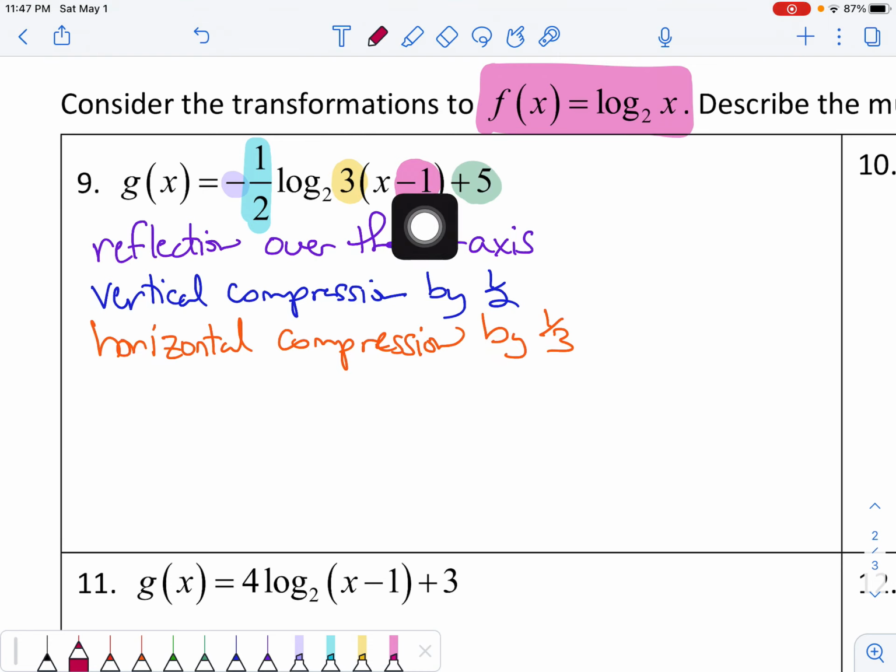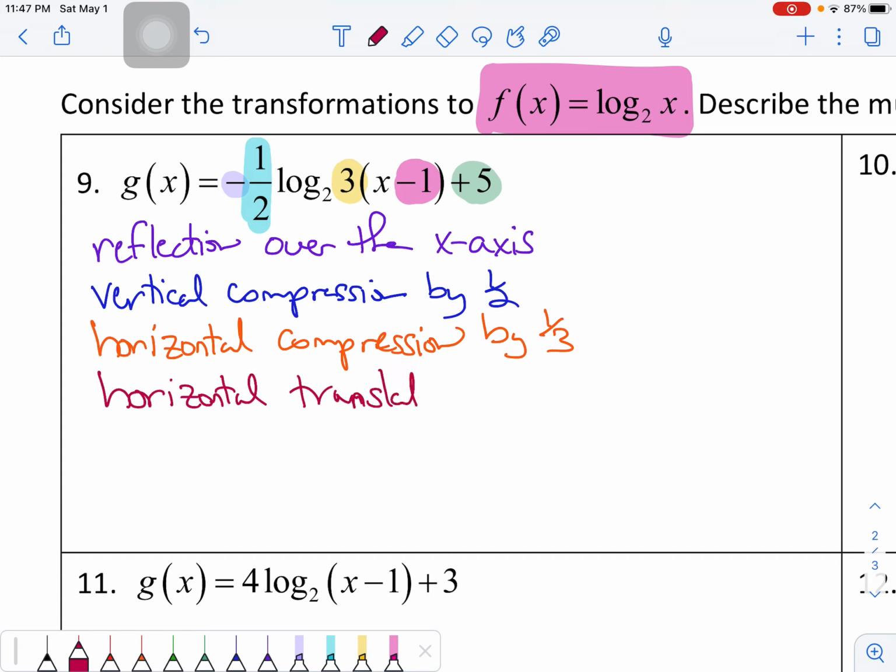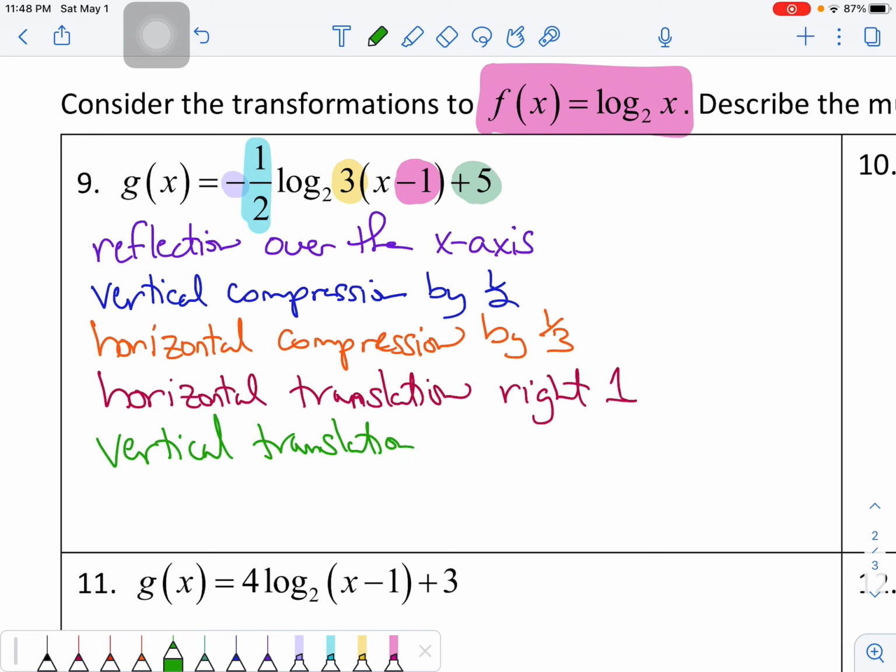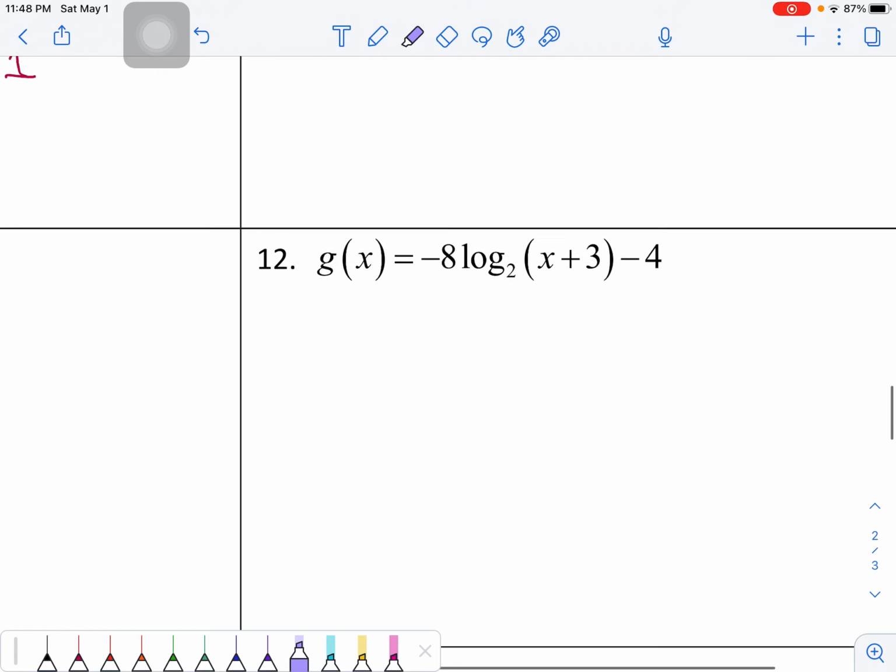And speaking of horizontal, right, x minus 1 inside the parentheses here, that's going to be a horizontal translation. And that's going to be to the right 1 unit. And last but not least, we've got that +5 at the end. That one's pretty straightforward. It is a vertical translation. And vertical translations are pretty straightforward. Because it's positive, it's going to be up 5 units. All right, so that's the 5 transformations in problem number 9. And yes, there's lots of them there. All right, let's take a look at problem number 12 and see how many we get for there.